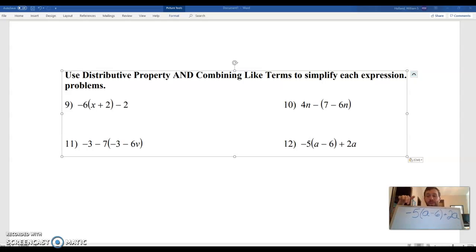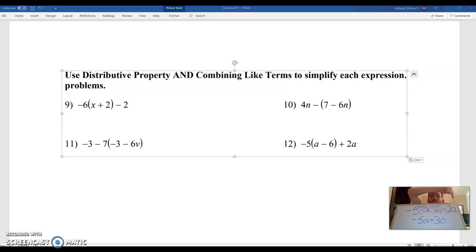So the first thing I would do is distribute the -5 times the a and times the -6. So -5 times a is going to give me -5a, so I'm going to write that down. I distributed this out and got a -5a. And now I'm going to do -5 times -6. Now, a negative times a negative is equal to a positive, and so that's going to give me positive 30.